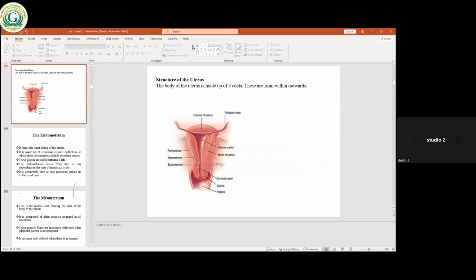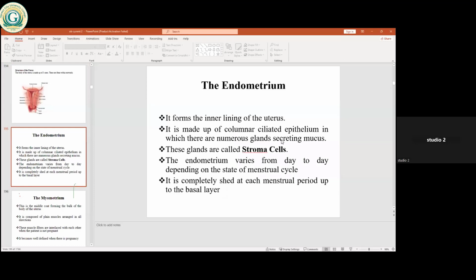So the important thing you should know is that the endometrium in the uterus changes. The functional layer, what do you mean by functional layer? The endometrium is completely shed at each menstrual period up to the basal layer. When the woman is going to menstruate, the endometrium is divided into layers: compact layer, spongy layer, basal layer, so many layers. So it is shed up to the basal layer.